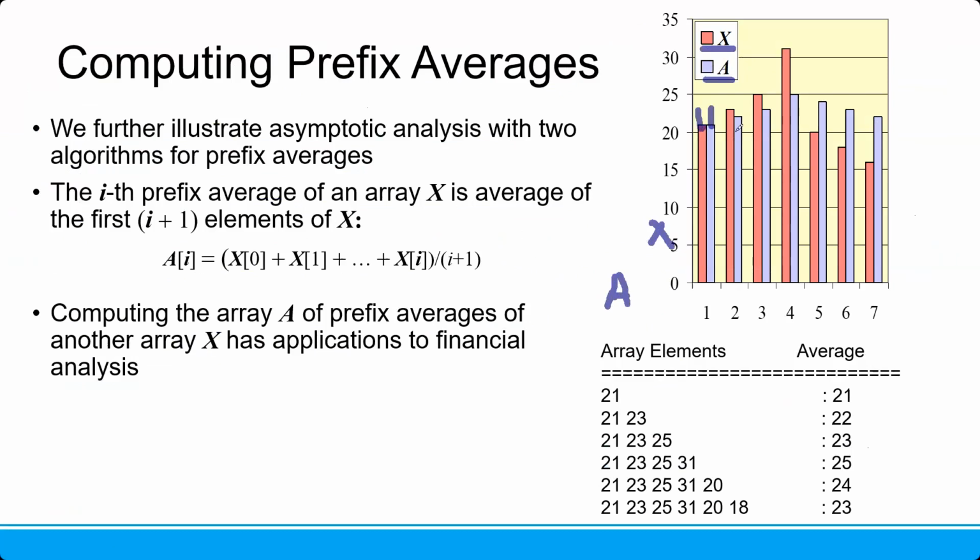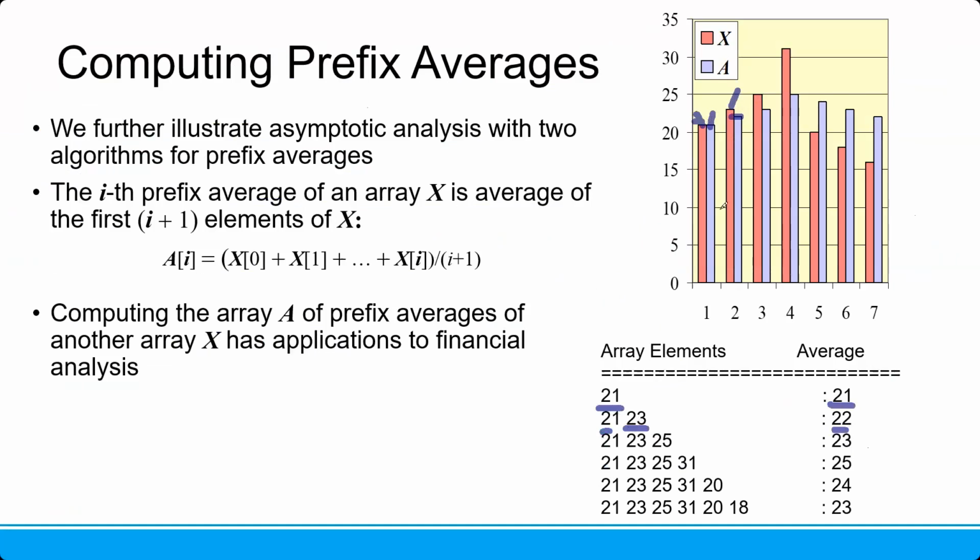So if we find a stock of a company, then I would like to see the average whenever we have a new value. So after I have X, the average of course will be the same as the value. So I have a new value. Let's say the first is 21. Of course, the average is 21. The second value is 23. So 21 plus 23, the average is 23.